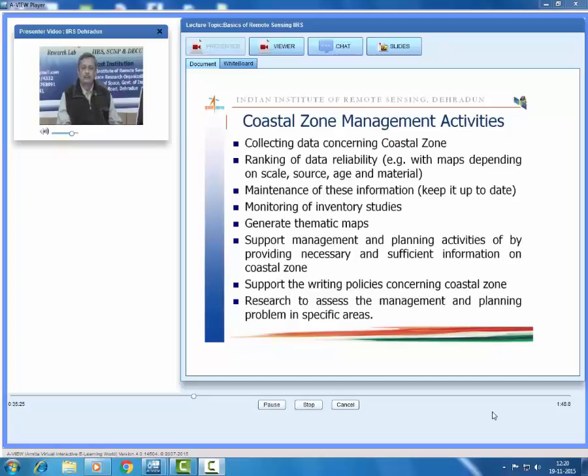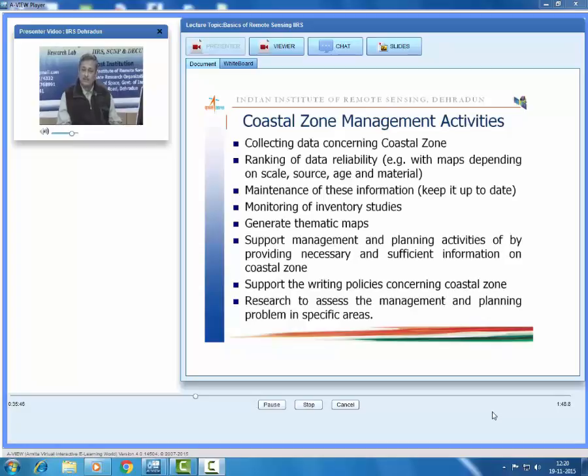It is also part of the coastal zone management activity to support the management and the planning activities by providing necessary and sufficient information on the coastal zone. Maybe you are an expert, but you are not part of the management. But definitely you have a role to give the necessary and sufficient information to the management body so that their decision making will be quite scientific and accurate.